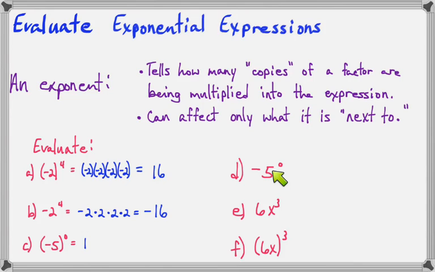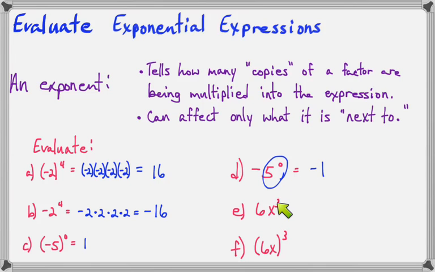But on part D, there are no parentheses. So what's being raised to the 0 power? Just the 5. The negative is not being raised to a power. So the negative sits there, and 5 to the 0 becomes 1. So the negative is sitting there still, and 5 to the 0 is 1. So -5 to the 0 is -1.